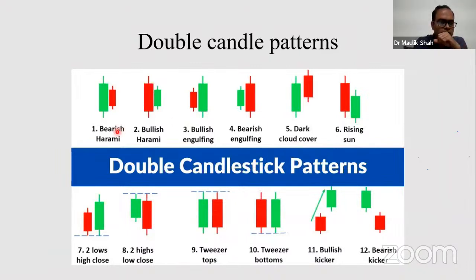So there is something known as bearish harami. This harami means pregnant. In Japan, the word harami means pregnant. So the previous candle is pregnant of the later candle. That means the later candle's close and open is very much inside the body of the previous candle. Getting? So if the second candle is bearish, a red candle, it is called bearish harami. When the second candle is green, it's called bullish harami.